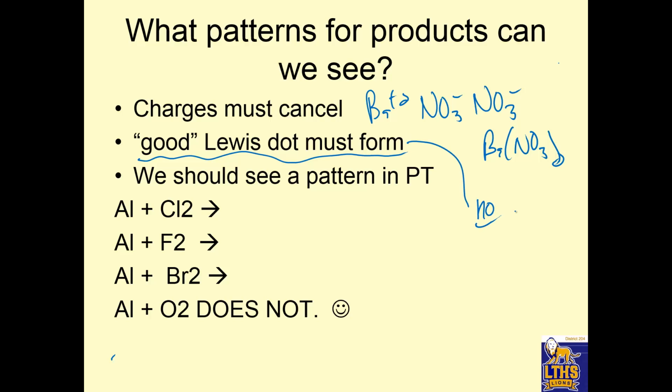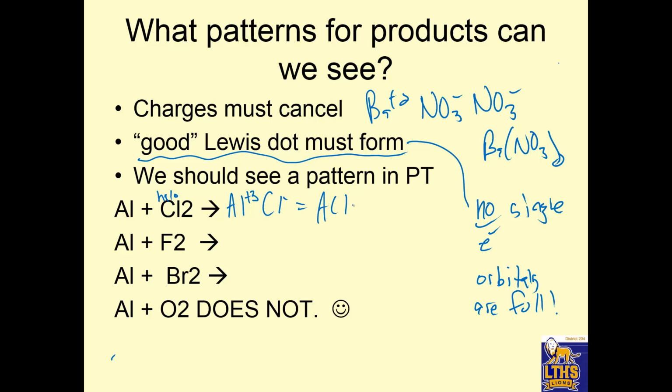That means no single electrons and orbitals are full, which is usually 8, right? And we should see a pattern in the periodic table. Aluminum, notice the same. This is a halogen. So Al plus Cl2 gives me Al plus 3, Cl minus 1, AlCl3. Also, it's a halogen. Al plus 3, F minus 1, AlF3.